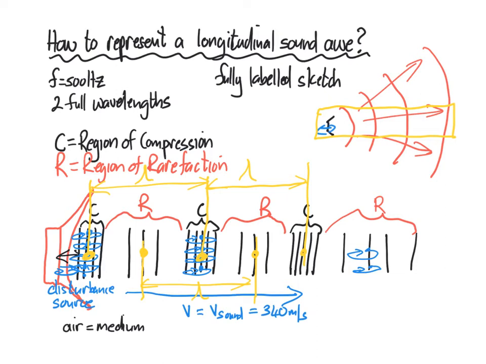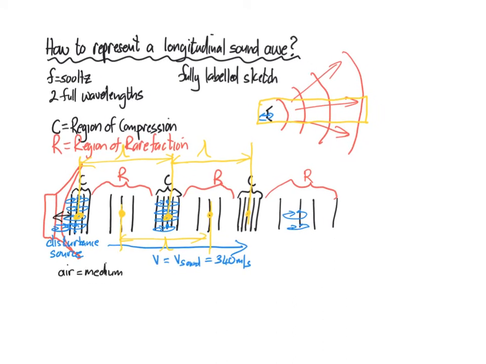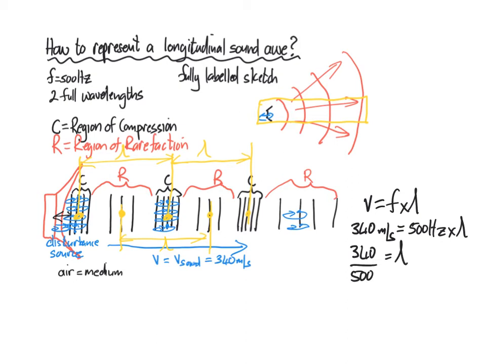So let's now work out, because it says it must be a fully labeled sketch, we're also going to put in the values. So in order to work out the value of the wavelength, we're going to work with v equals f lambda, which is the classical wave equation. The velocity is 340 meters per second. We were given that the frequency is 500 hertz. And so we want to work out lambda using our calculator. We divide 340 by 500, and that gives us a wavelength of 0.68 meters. So you would do well to put that into your diagram.